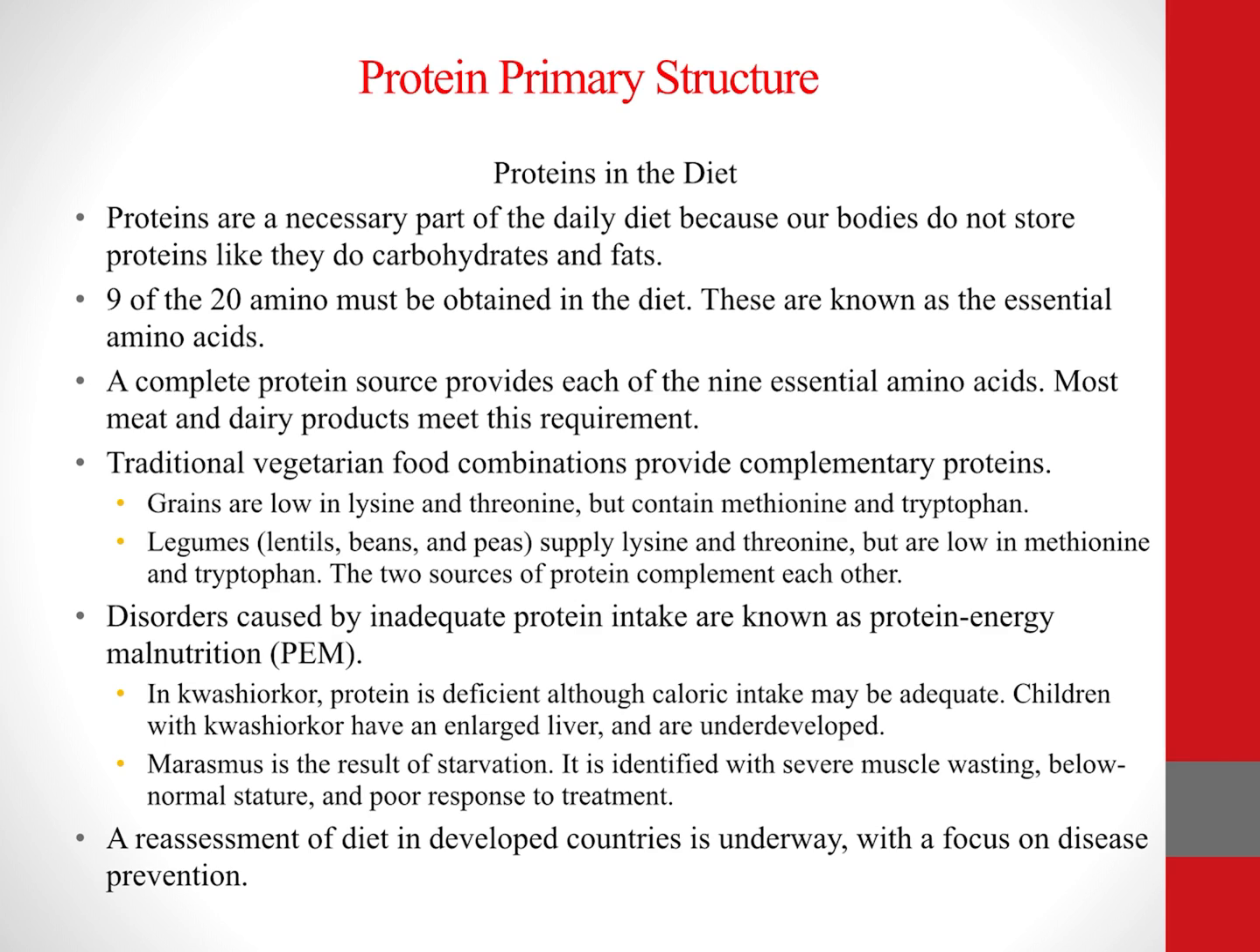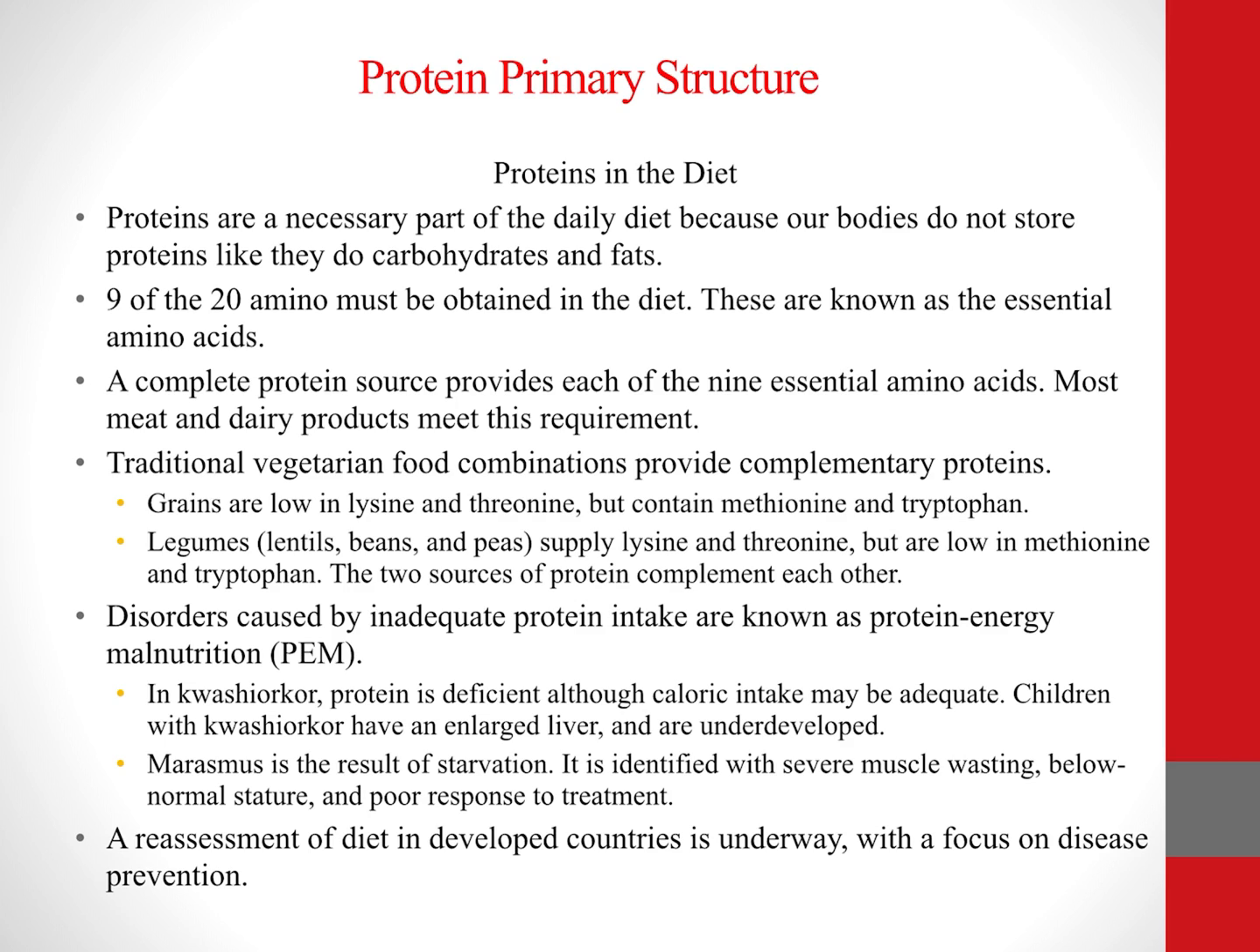are changed. Another thing primary structure plays a role in is proteins in our diet. Our bodies don't store proteins like they do with carbohydrates and fats. 9 of the 20 amino acids are obtained through what we eat. So there are different sources of protein that we can get. Most of it comes from meat and dairy products.